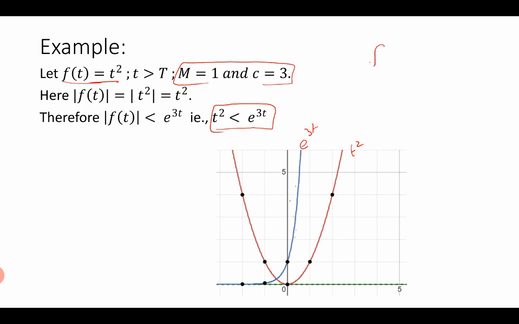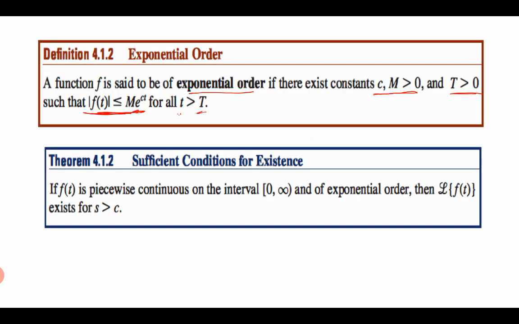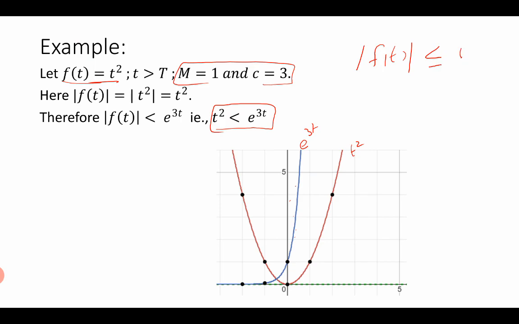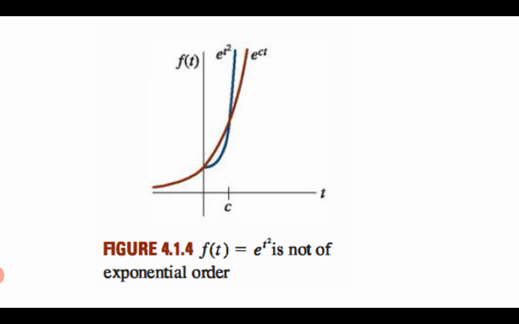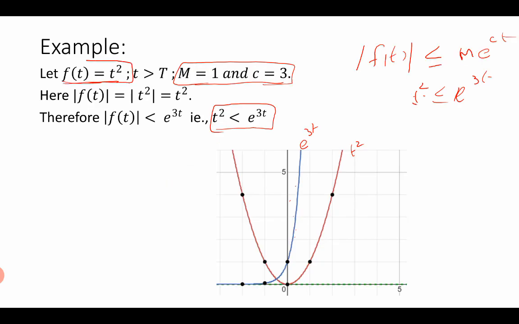So the absolute value of f of t is less than, see, go back and check the definition, less than or equal to M times e raised to ct. C and M can be any constants. So we have fixed them to 1 and 3. So e raised to 3t will always be greater than or equal to t square in this condition. From the graph we will find it. So f of t equal to t square is an example of a function which is of exponential order.